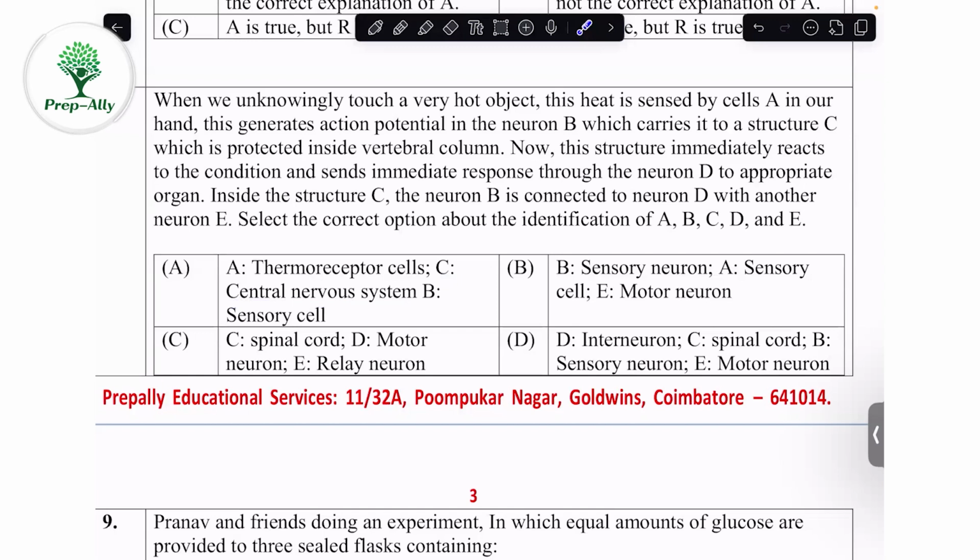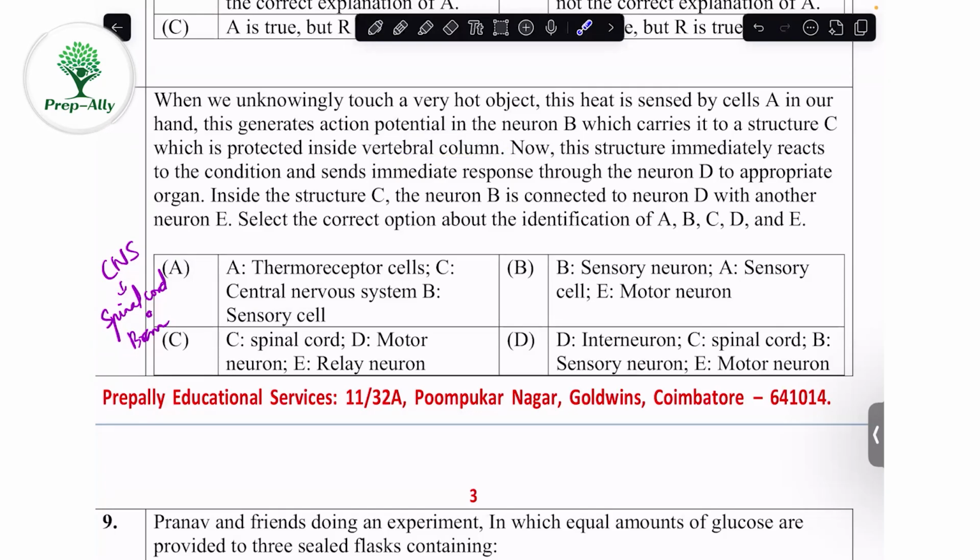Here they have given central nervous system. We know that the central nervous system includes the spinal cord and brain, so it should be either the spinal cord or the brain. The question says it is protected inside the vertebral column. What is protected inside the vertebral column is the spinal cord, not the brain. The vertebral column is known as the spine. So the spinal cord is protected inside the vertebral column, so C should be spinal cord. But they have given central nervous system.